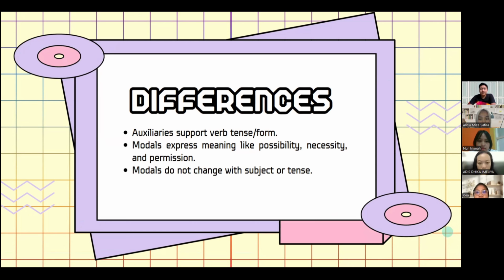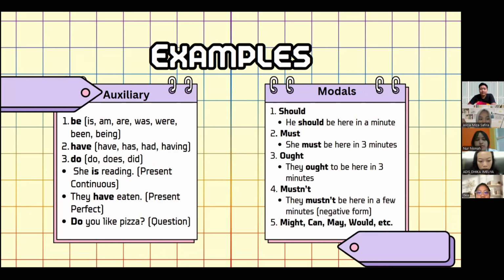And on the next slide, for example, we have the auxiliaries. The first is be: is, am, are, was, were, been, being. The second is have: have, has, had, having. And the third is do: do, does, did. For example, she is reading is present continuous, and then they have eaten is present perfect, and the last, do you like pizza, is for the question.